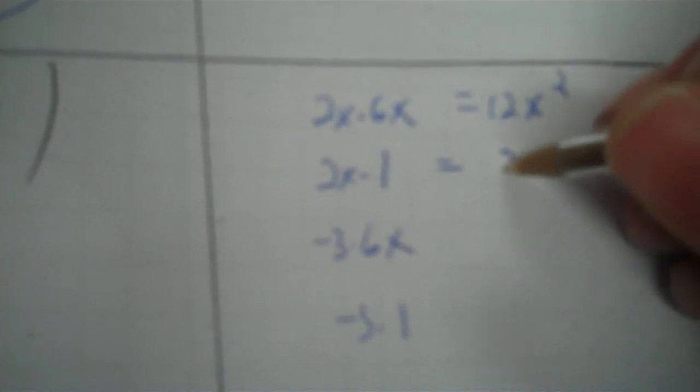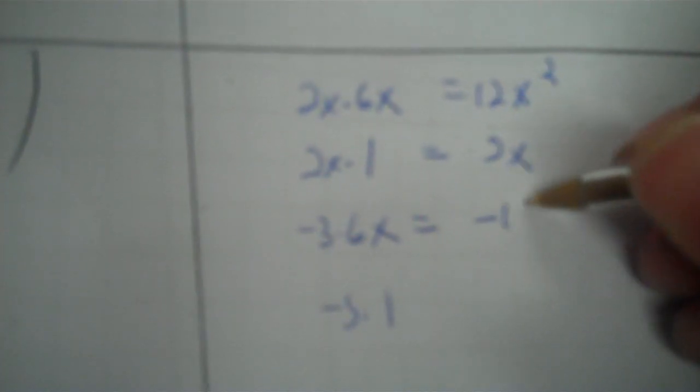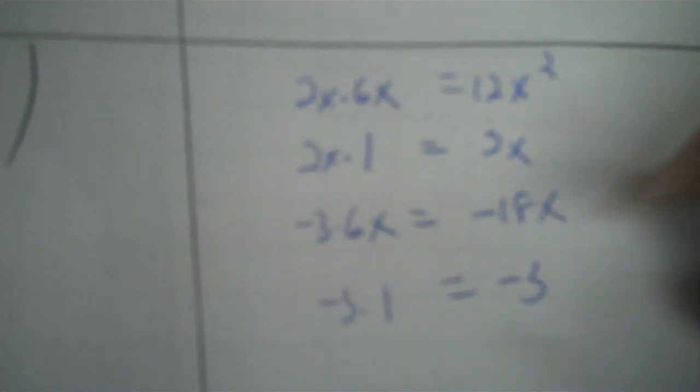Again, that's multiplied by x, that isn't. That's called a binomial, binomial. 2x times 6x. 2x times 1. That's done. Then negative 3 times 6x. And negative 3 times 1. So it's 12x to the second, 2x, negative 18x, and negative 3.